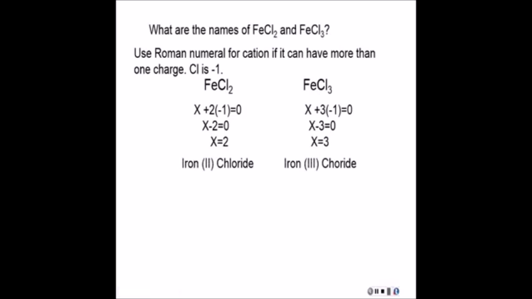Now if you just said iron chloride, it would be wrong because there can be 2 different forms of it. I want you to try this one. What is the name of PbO? And O is -2 in a compound. So what's the charge on the Pb, and then what's the name? So x - 2 is 0, x is +2, and the name then would be lead Roman numeral 2 oxide.